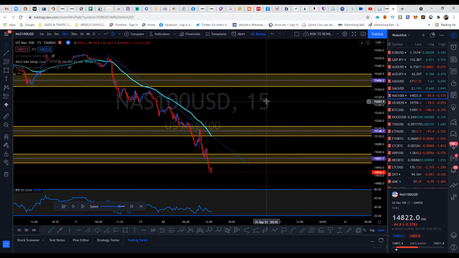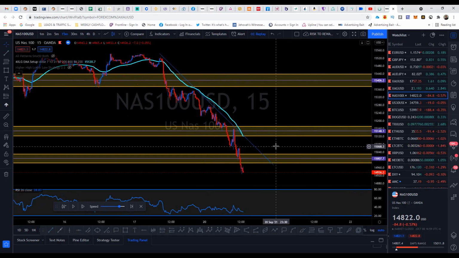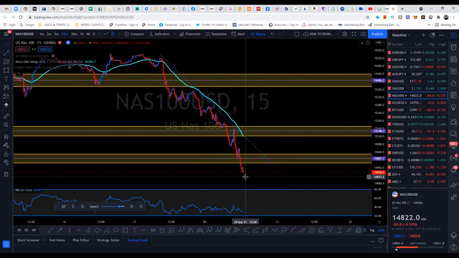And the question I would have in my mind is, how much further will price drop before it starts to reverse? Because when we look at the RSI here, price is very close to being oversold. So reversal is imminent.